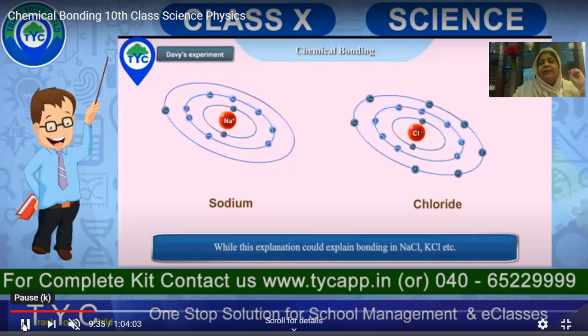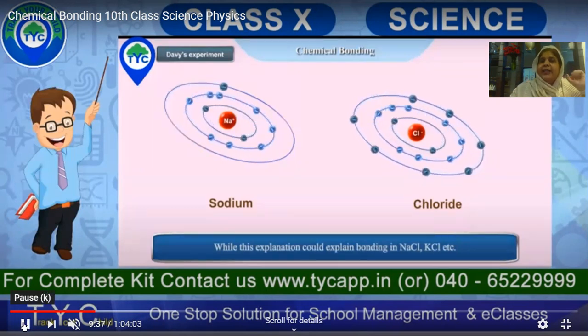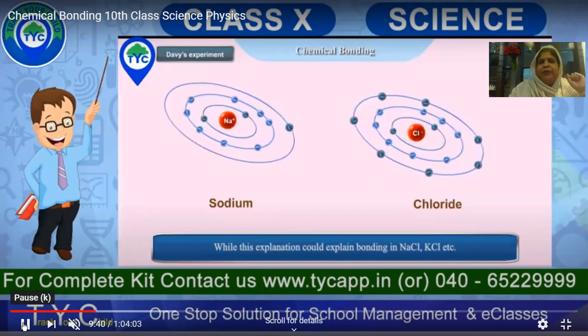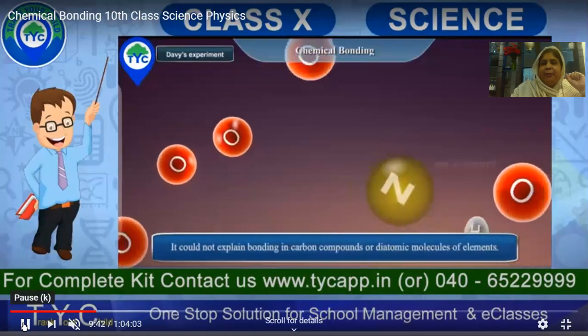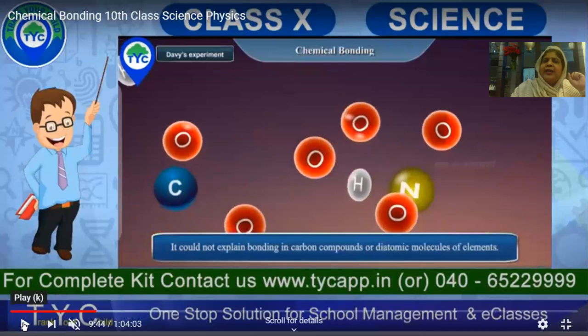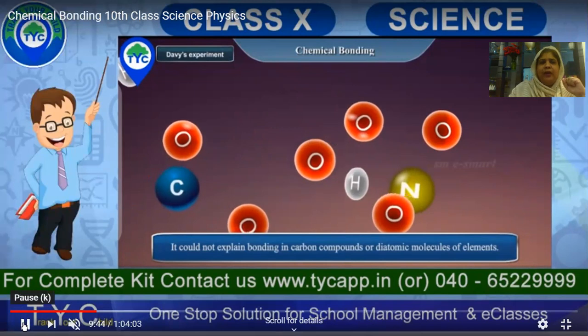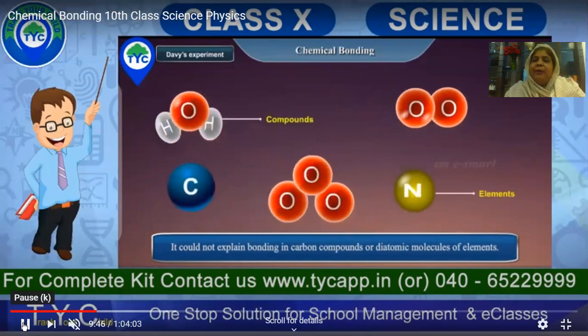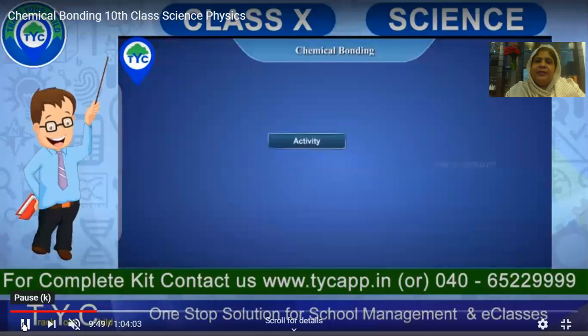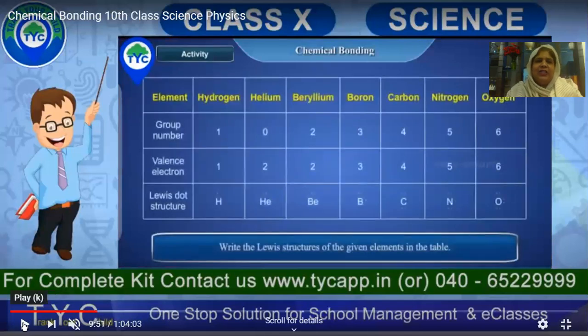While this explanation could explain the bonding in sodium chloride and potassium chloride, it could not explain the bonding in carbon compounds or diatomic molecules of elements. Some atoms, like oxygen, combine with their own kind, forming diatomic molecules like O2. So we can do an activity to see this.